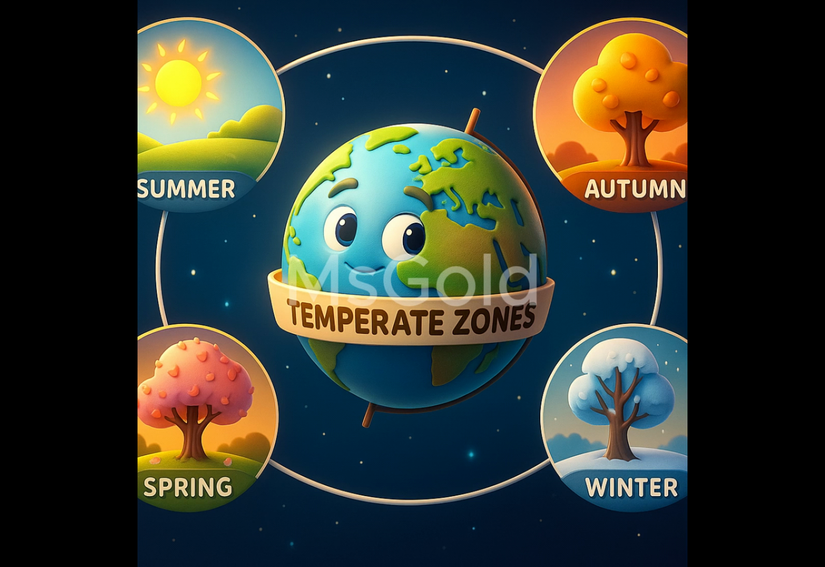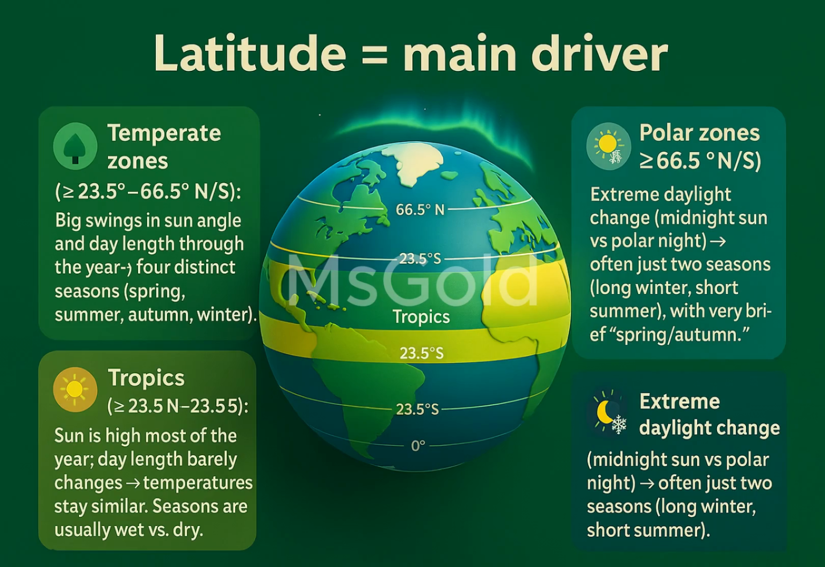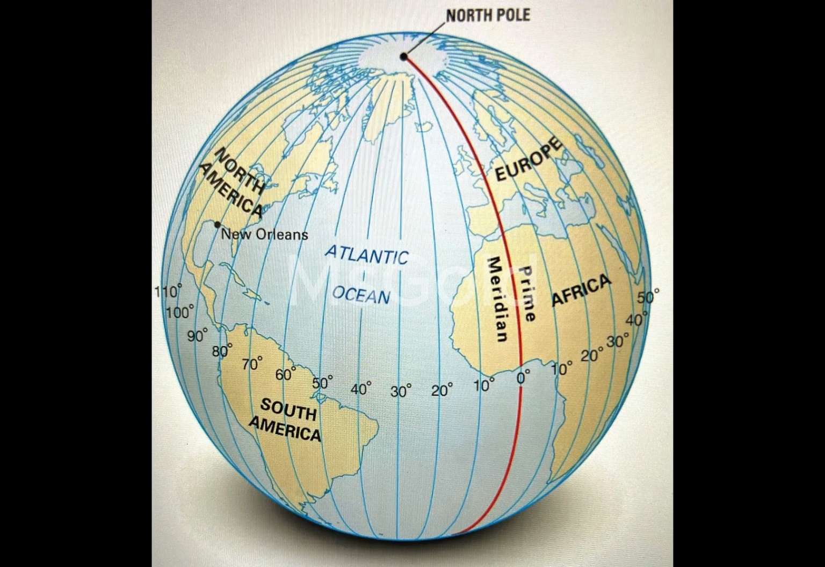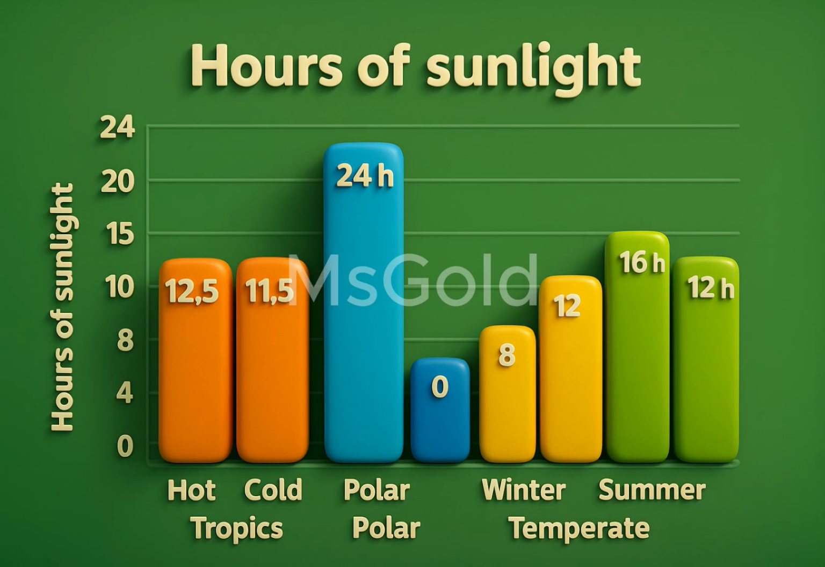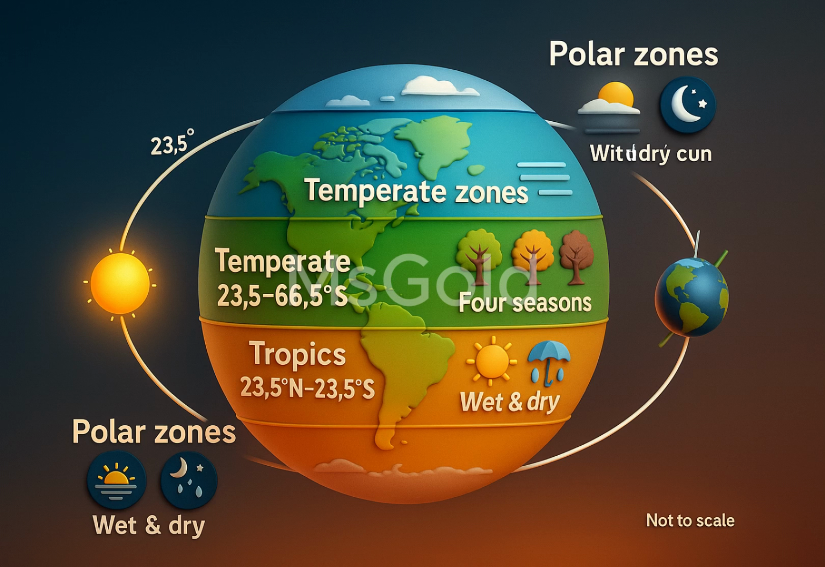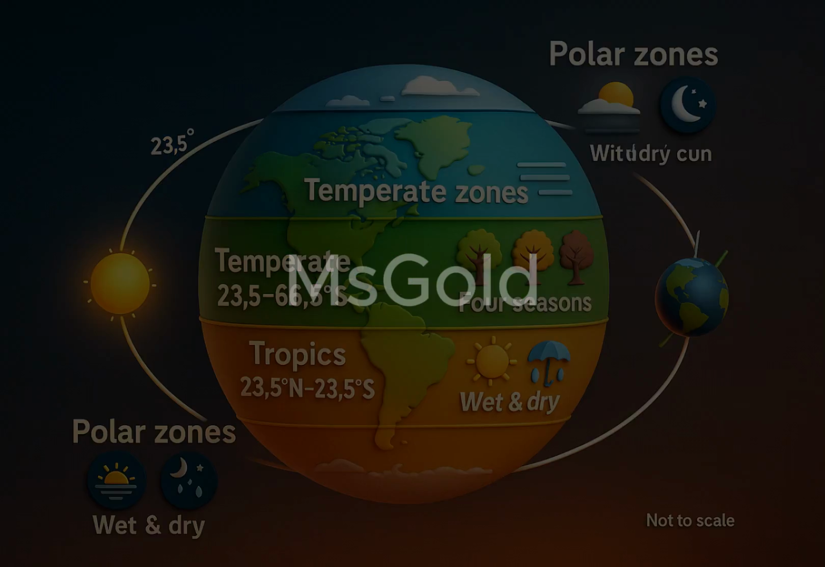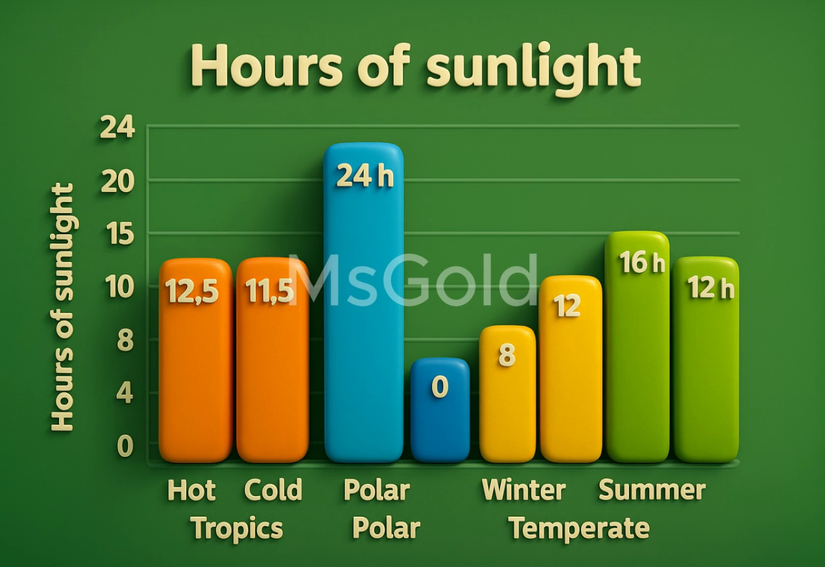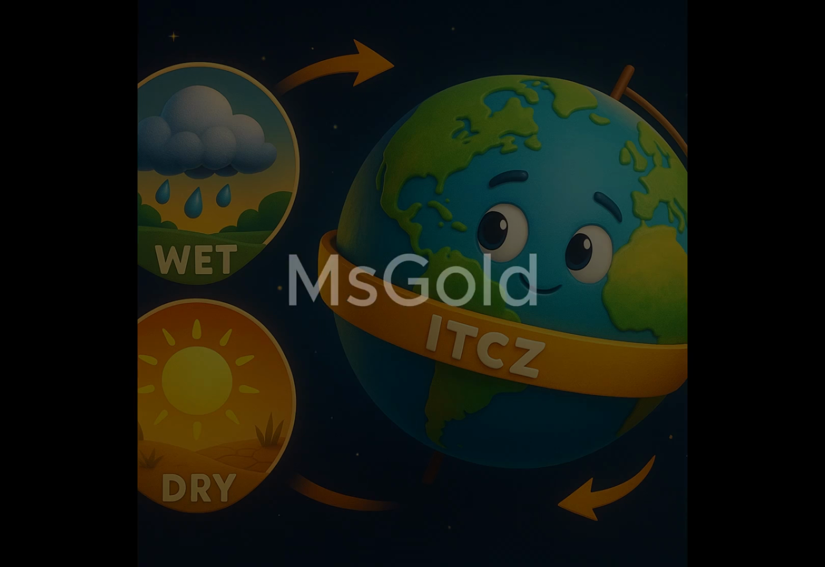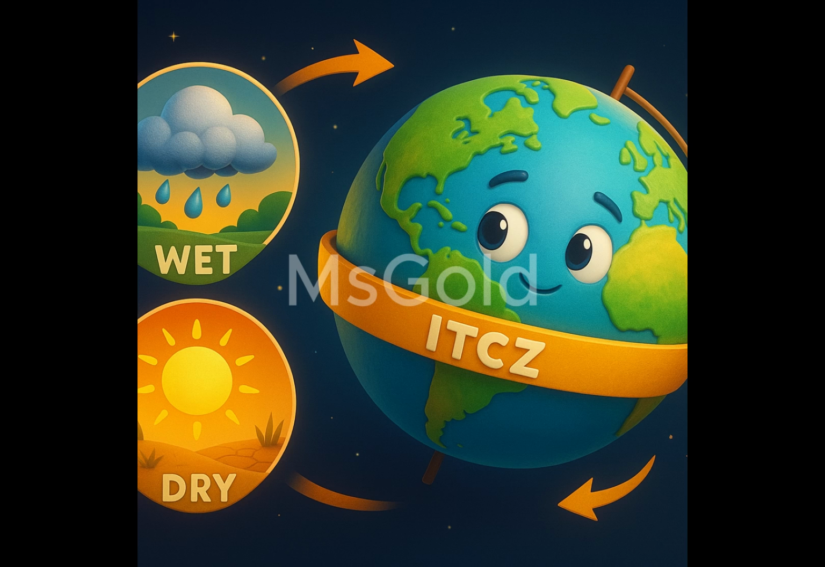In the mid-latitudes like the UK, US and Europe, there are large seasonal swings in day length and sun height. Near the equator, inside the tropics, the sun is high almost all year and day length barely changes. Day length stays close to 12 hours, temperatures stay fairly steady, so the big switch is the rain. The global rain belt slides north and south, bringing wet and dry seasons instead of hot and cold seasons.